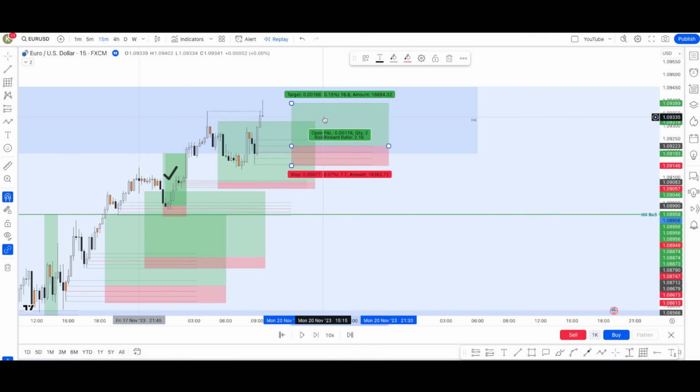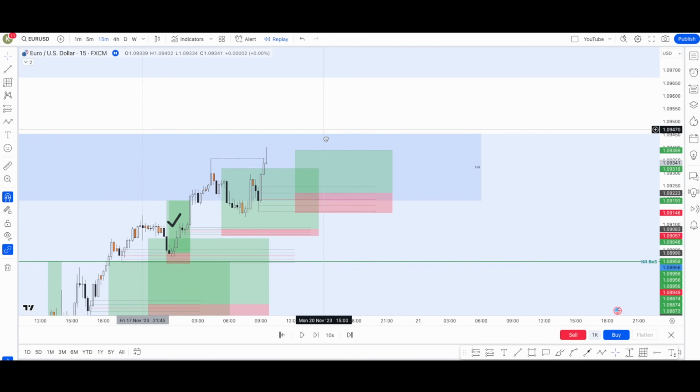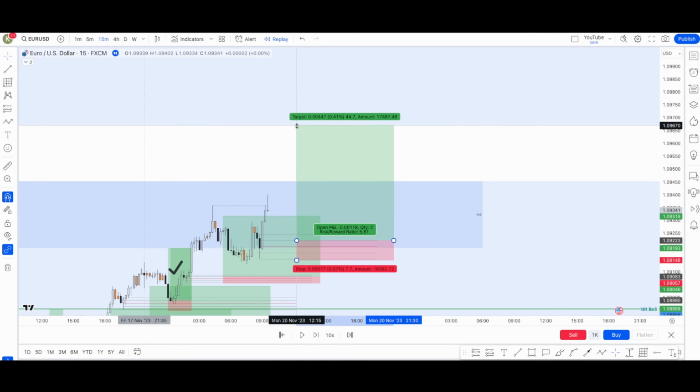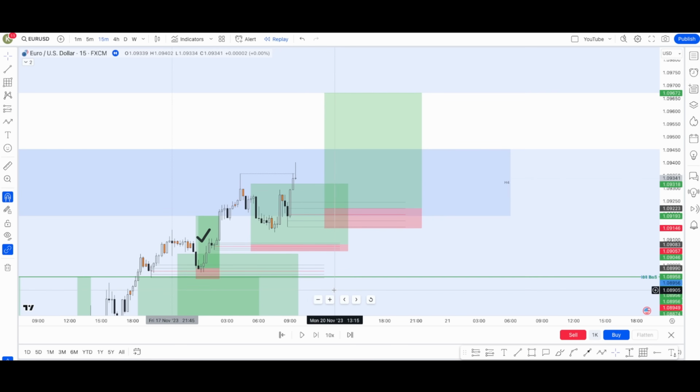In case you're new to the channel, I'm adding half a pip to all of my stop losses, because a lot of people trade funded accounts these days, and you've just got to account for your spreads.